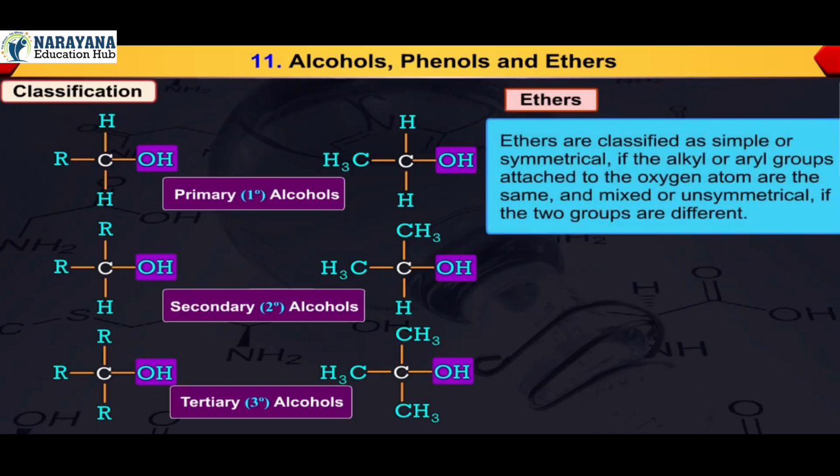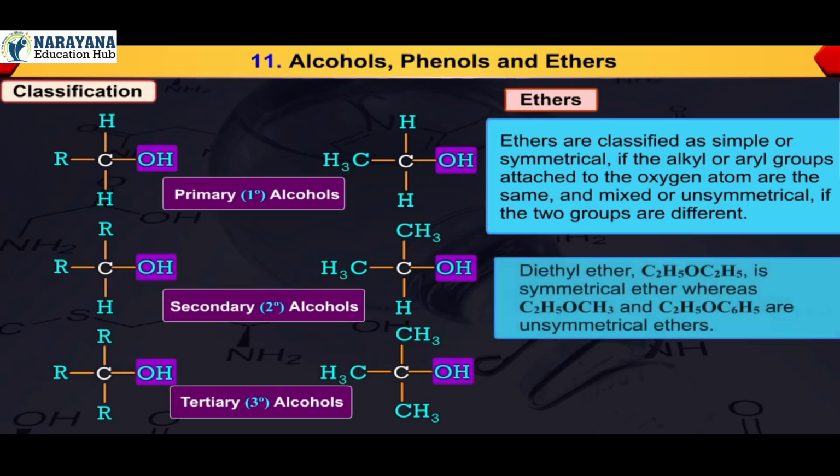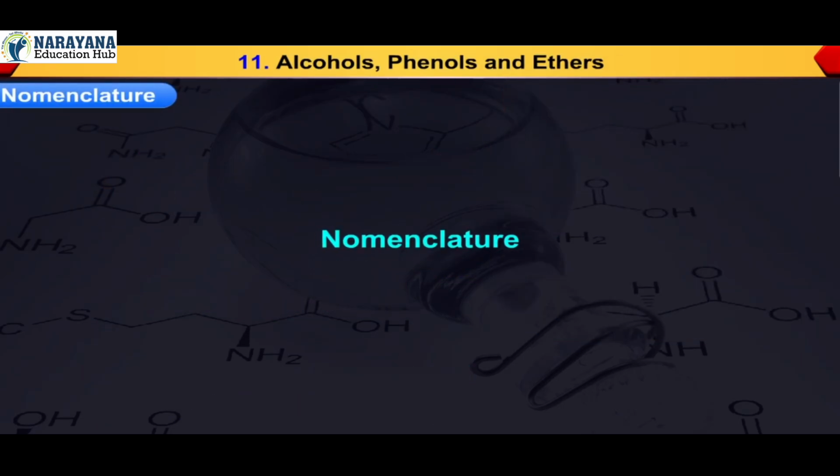Ethers. Ethers are classified as simple or symmetrical if the alkyl or aryl groups attached to the oxygen atom are the same, and mixed or unsymmetrical if the two groups are different. Diethyl ether, C2H5OC2H5, is a symmetrical ether, whereas C2H5OCH3 and C2H5OC6H5 are unsymmetrical ethers.